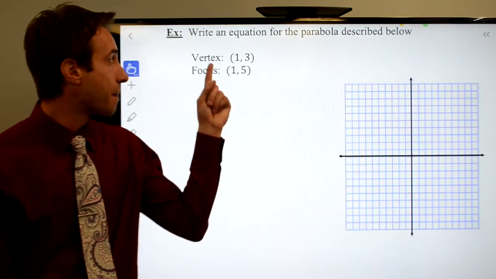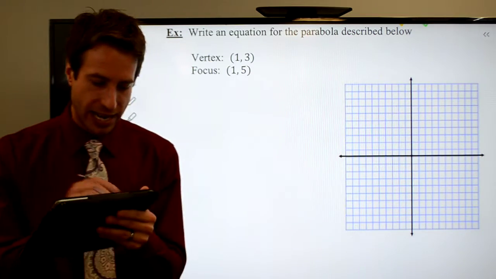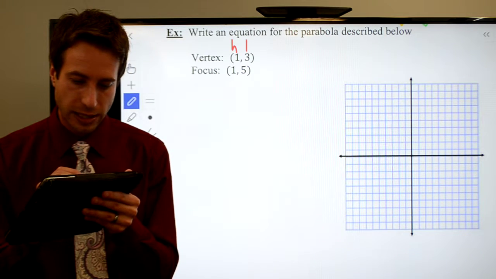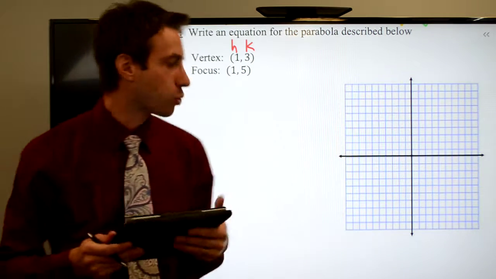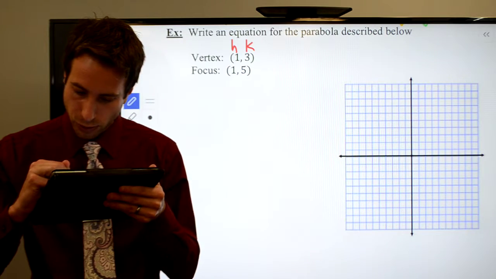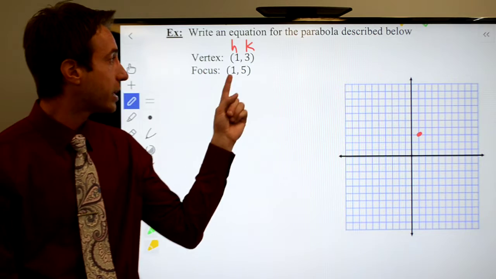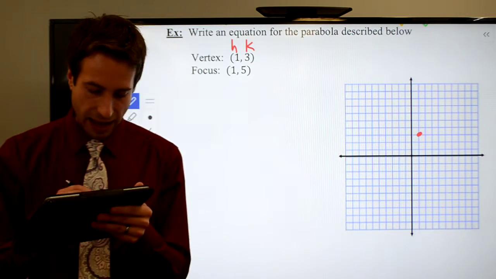So here's what I've got. You've been given the vertex, and right away I know that for every single parabola, the vertex is (h, k). So I can plot that point. It's (1, 3). So 1, 1, 2, 3, right there is my vertex. My focus is at (1, 5).